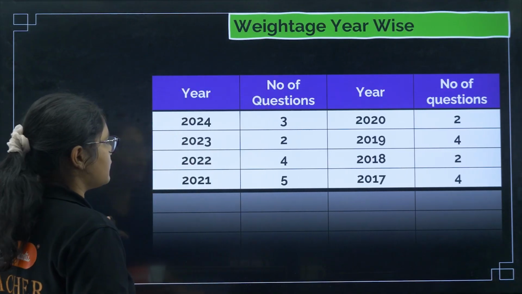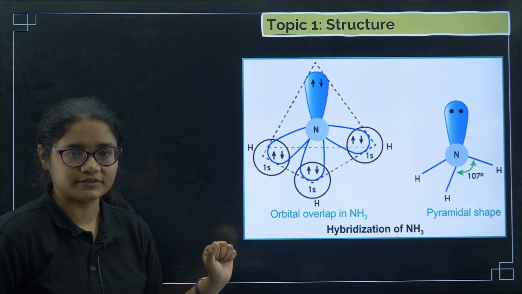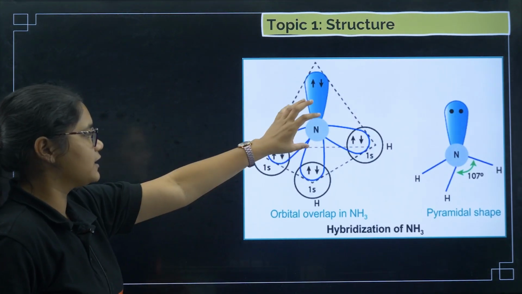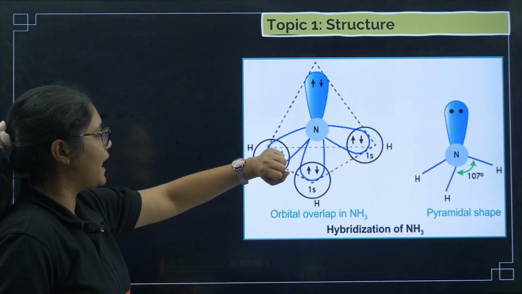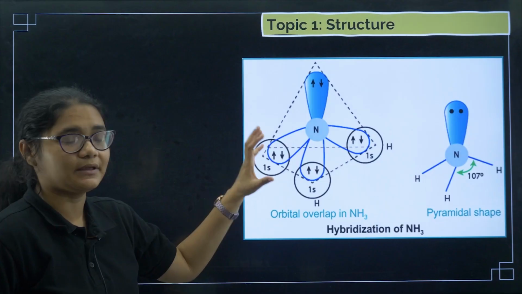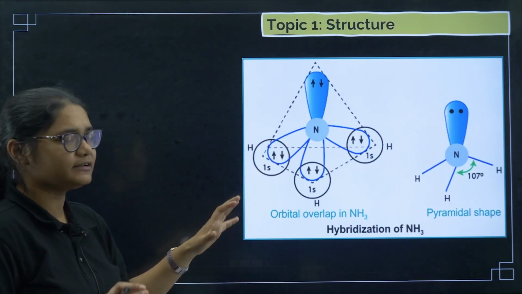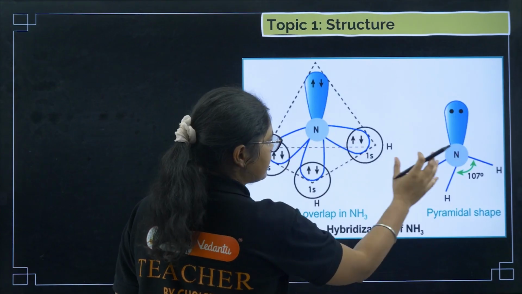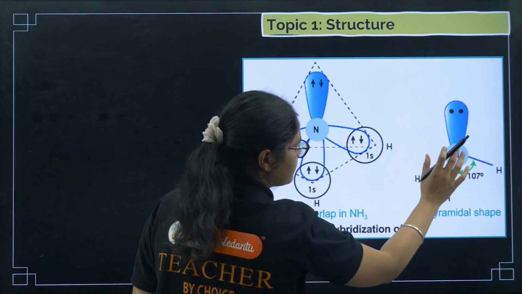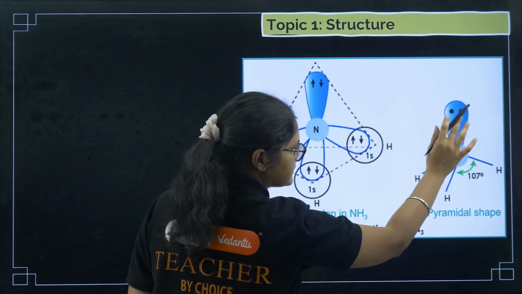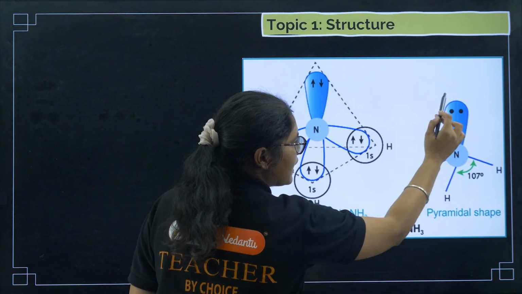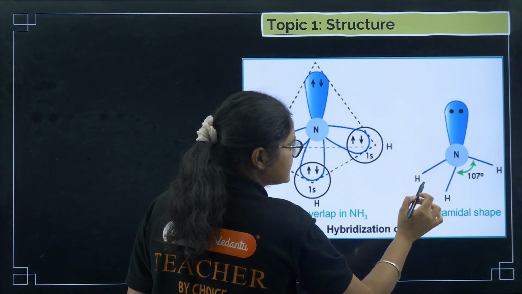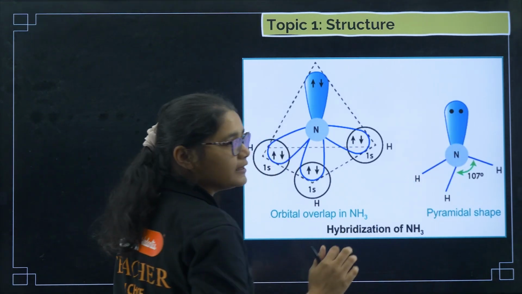Now let us move forward and see the structure of this one. The structure is nitrogen, and then you have ammonia. It is a pyramidal structure where the general structure is tetrahedral. It is sp3 hybridized, and in one of the orbitals a lone pair is there, and in all the other three it is hydrogen.